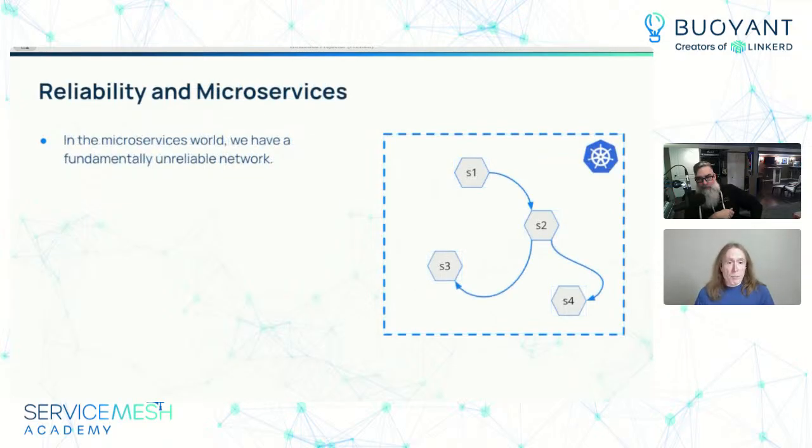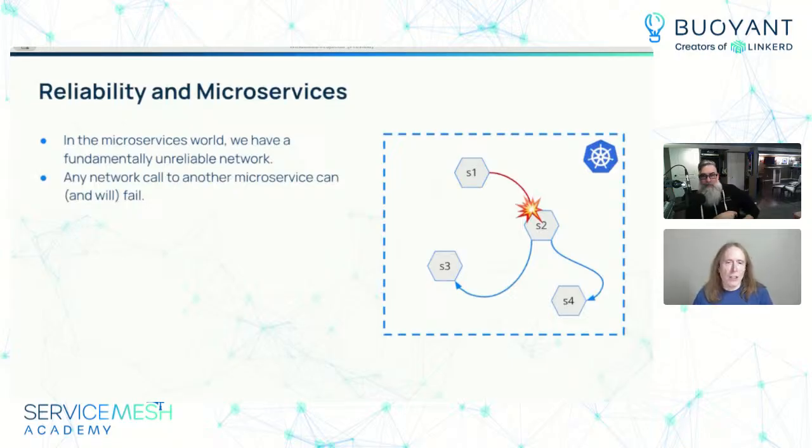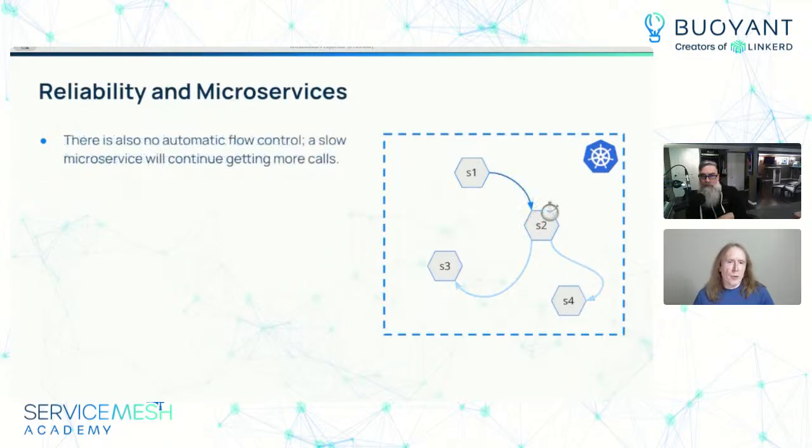Both of these things break in the microservices world where the network is fundamentally unreliable. The simplest way that this manifests is that a network call to another microservice can fail, which means that at some point it will fail, Murphy being alive and well. But a more subtle one is that if you have a slow microservice, its clients are just going to keep feeding it more traffic unless you build in some other mechanism, because the network by itself can't do anything like that for you.